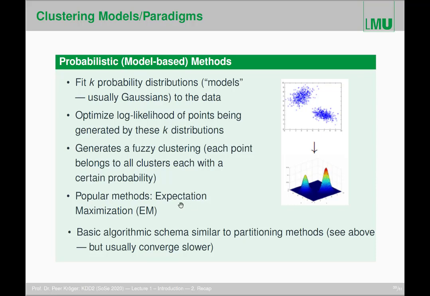Popular methods especially include the expectation maximization method, and the basic algorithmic schema is very similar. The two-step approach: updating the model, reassigning the points. In that case, it means computing the probabilities, updating the models, the Gaussians, and so on and so on. So it's very, very similar to K-means in these variants.